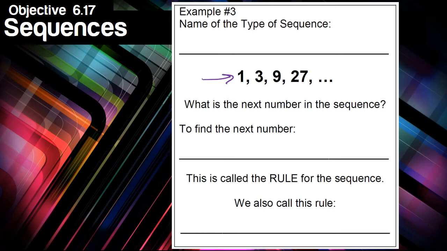But what we know is that if we multiplied by 3, so 1 times 3 gives you 3, and then 3 times 3 gives us 9, and 9 times 3 would give us 27. So we can see that our pattern emerges here: we are multiplying by 3. And we call this sequence a geometric sequence.